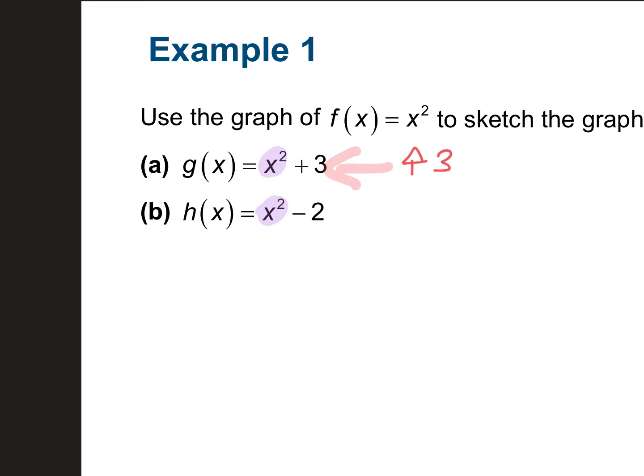By you drawing the arrow or saying the word up, you're telling me that it's vertical, and then you tell me how much. If you want to write vertical shift up 3, that's totally fine, but you don't have to. What is this doing? Down 2. You could write down 2. You could write an arrow down 2, whatever. Just tell me the direction and how many. That's fine.